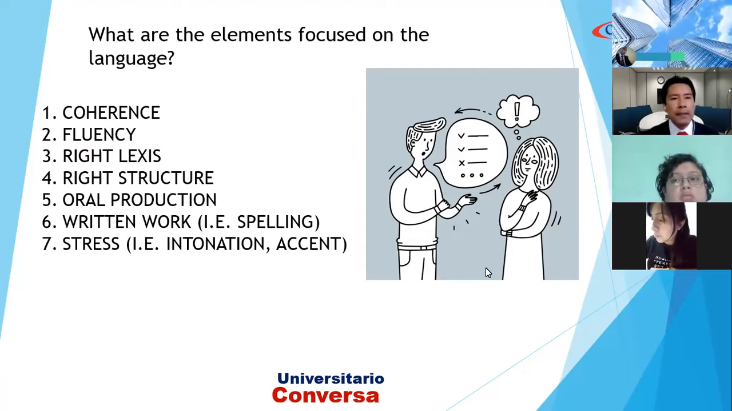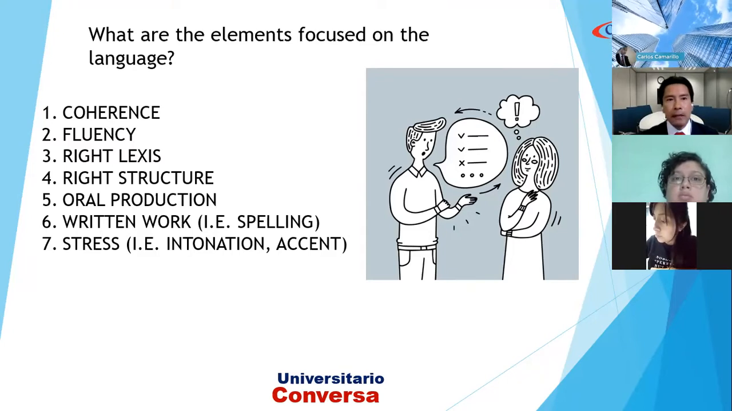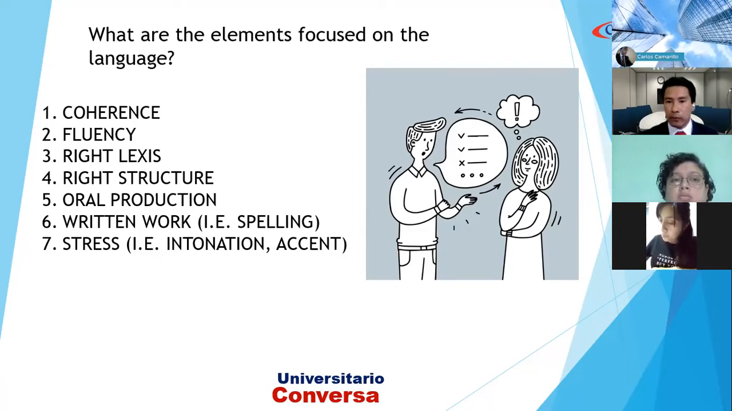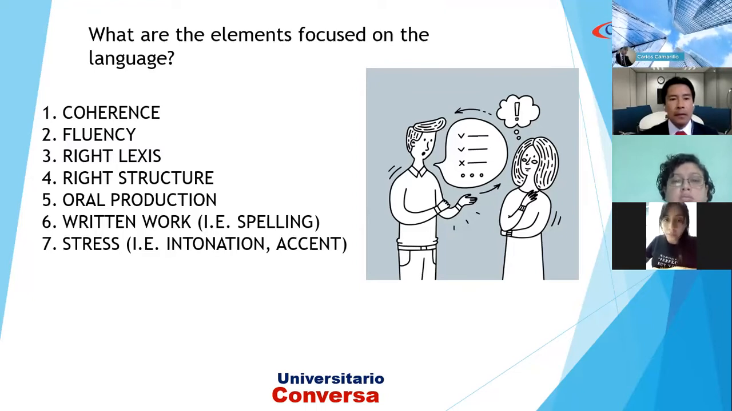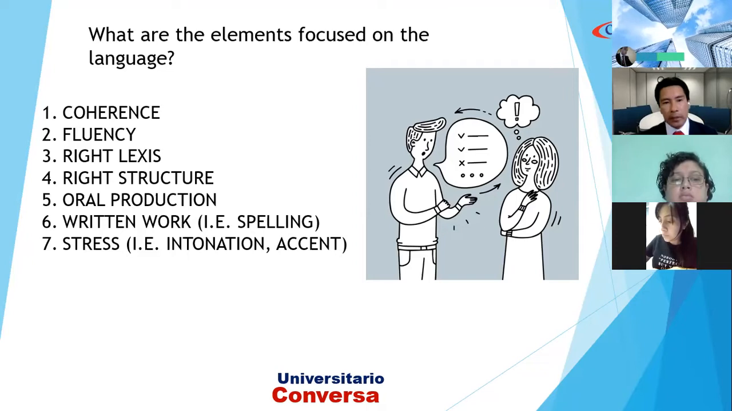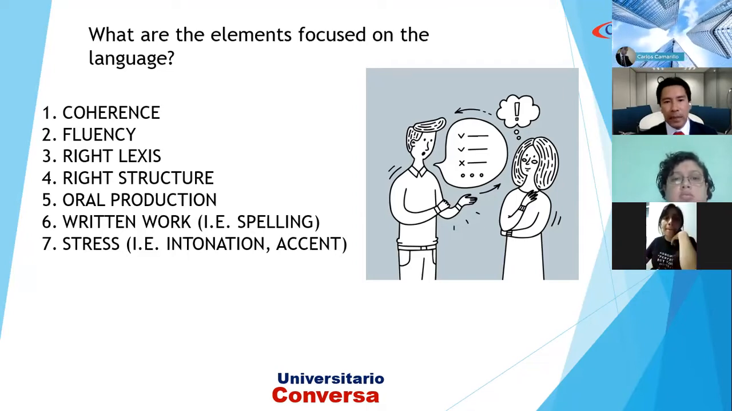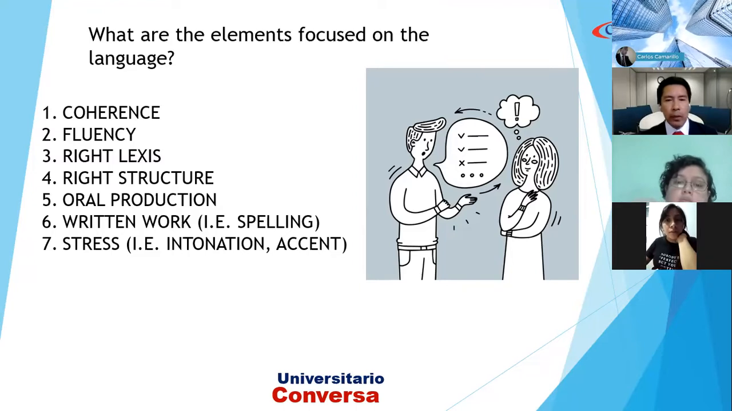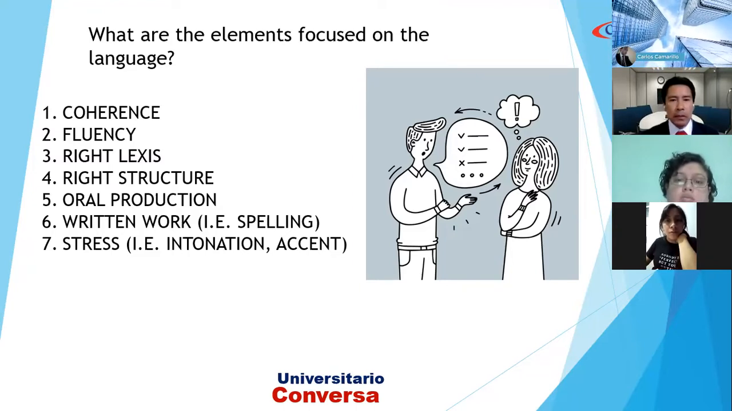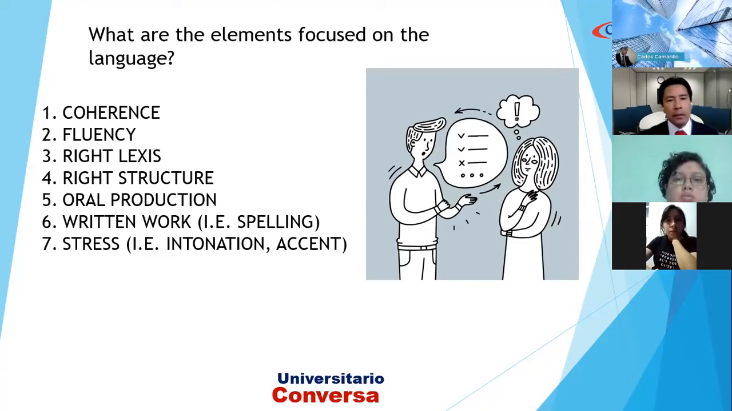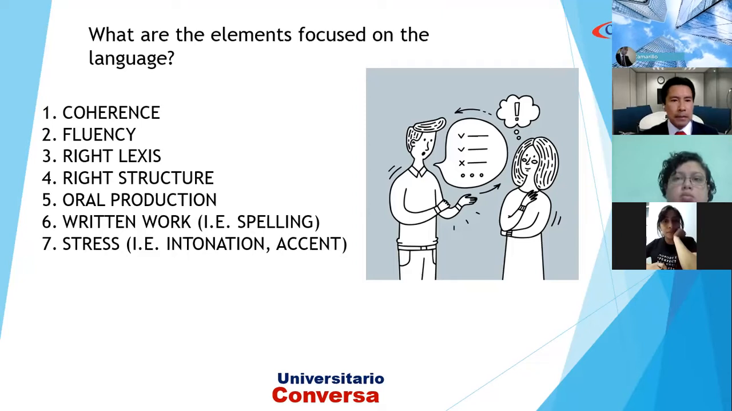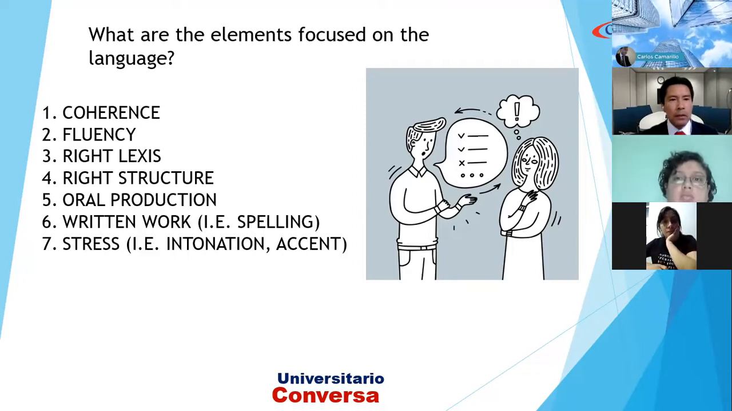Okay, so here we have 7 elements that teachers in general focus on in their classes: coherency, fluency, right lexis, vocabulary, as Irina mentioned, the right structure. In this case, don't forget the right structure includes grammar, the oral work that our students have, or the written work, as you can see in number 7, for example, the spelling. When we make our students work on compositions, on writing sentences, we need to see how the words are spelled. And also in oral production, that includes the intonation or the accent, or if you want to call it also the pronunciation, those are elements.